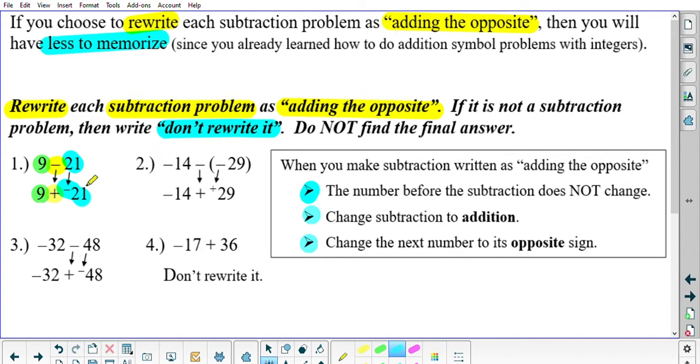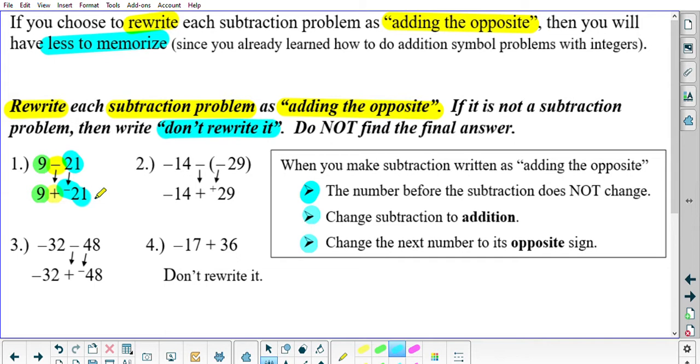Because after you do this cool little trick of making subtraction become adding the opposite, then you're going to have an addition symbol problem of positives and negatives, and you'll get to use the same rules that you just learned from the other packet of guided notes called adding integers. And that will make it easier for you in the end. You have to trust me on this.